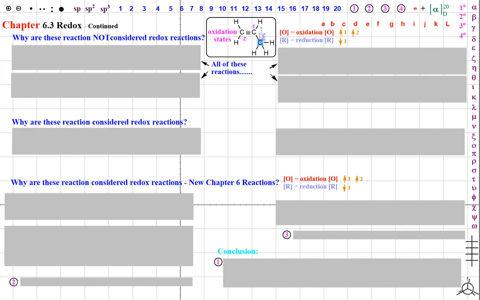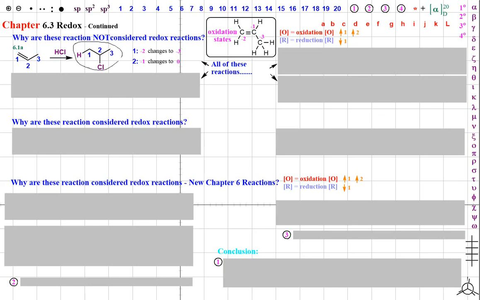So let's look at the first reaction we studied in chapter 6. We took an alkene and we added a strong acid like hydrogen chloride to it. This is the major product, the Markovnikov product, with the more electronegative Cl on the more substituted carbon and the less electronegative hydrogen on the less substituted carbon.